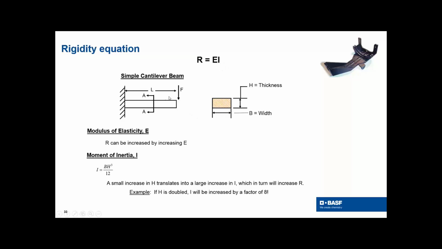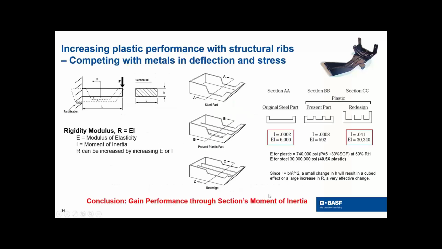So, we understand this concept. If you have this rectangular cross section, we know the moment of inertia, I, is equal to BH cubed, again, the height is cubed, divided by 12. So we know we can attack the design if need be. And if we double the height, again, we know it goes up by a factor of 8. So before we do anything, let's look at the original steel part. Let's do an EI on it.